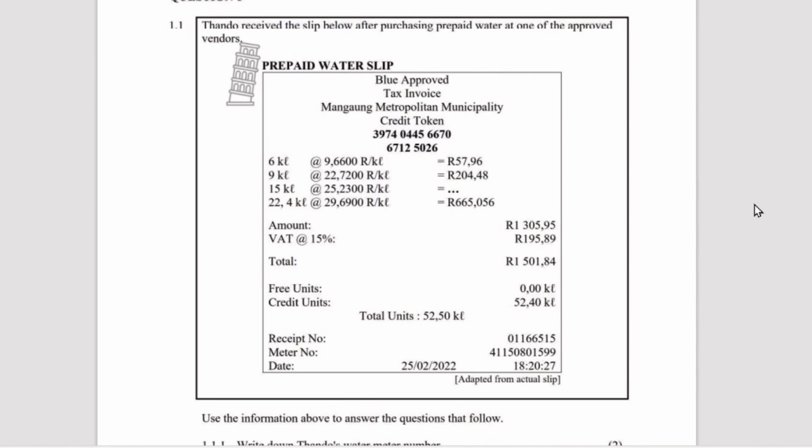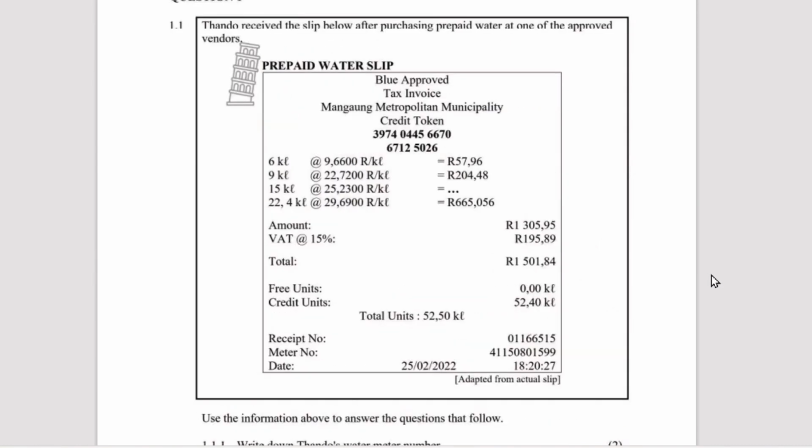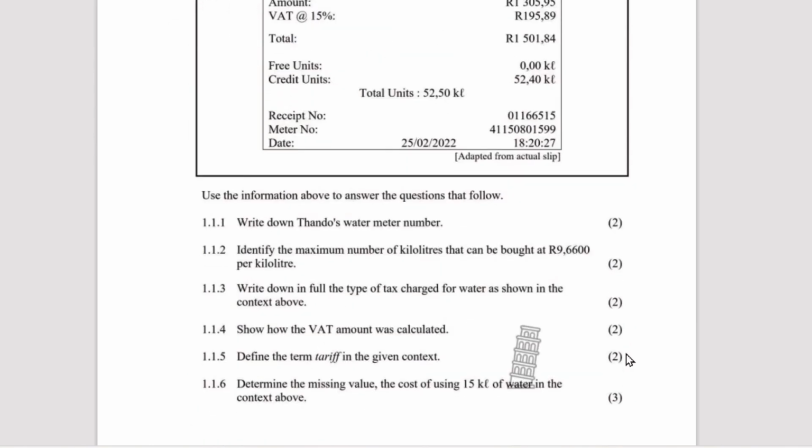They give you a prepaid water slip with all the information: the credit token, the municipality, the units, the credit units, the meter number, the date, etc. The question says, use the information above to answer the questions that follow. Question 1.1.1, write down Tando's meter number. You go back to the slip and look for where it says meter number. At the bottom, on the right-hand side, there's 41150801. That would be Tando's meter number.